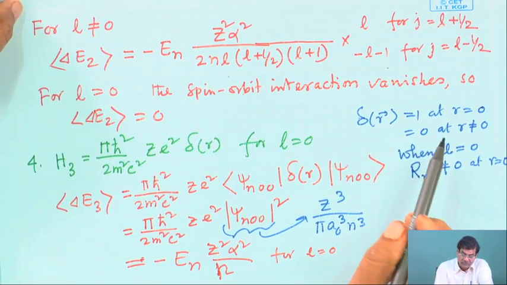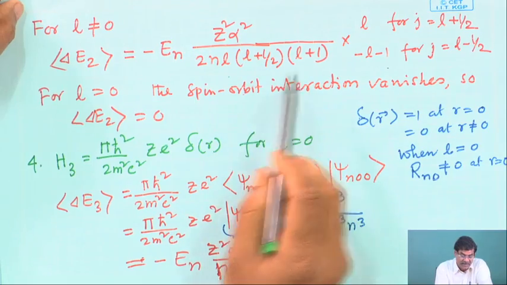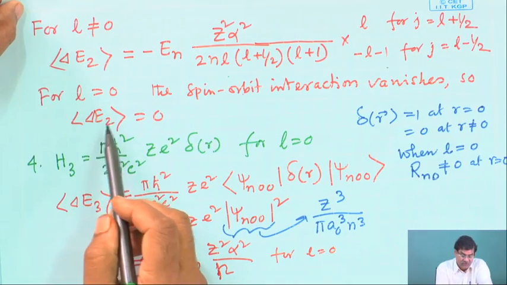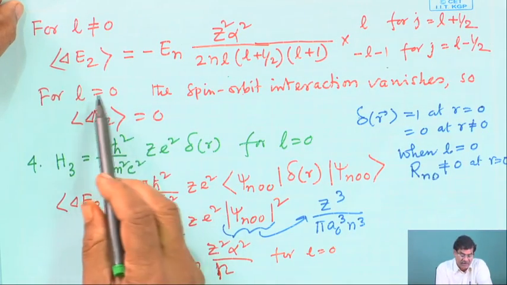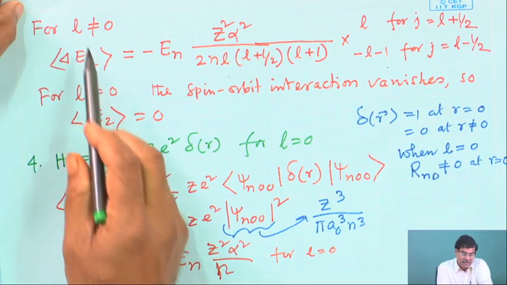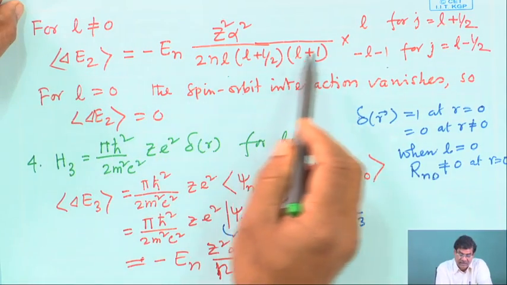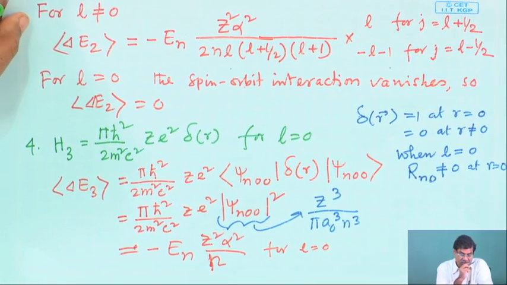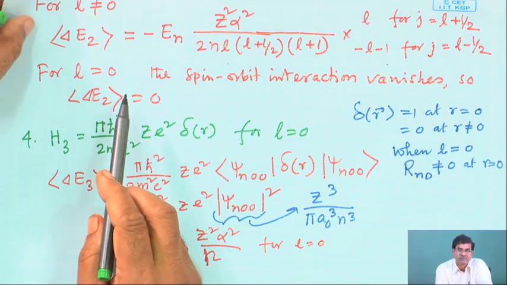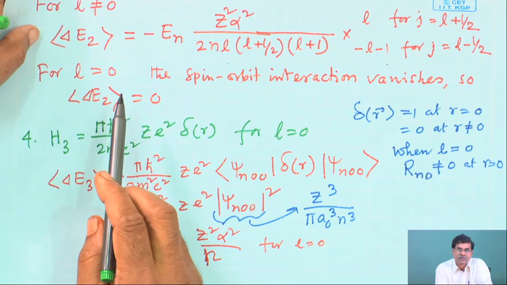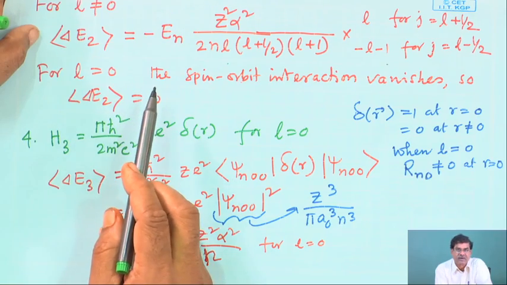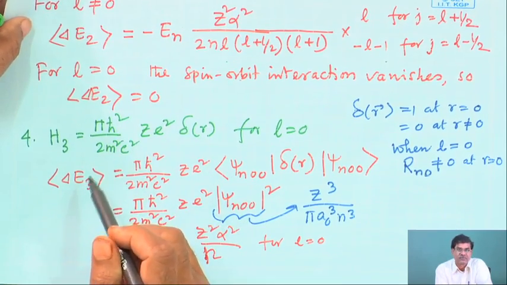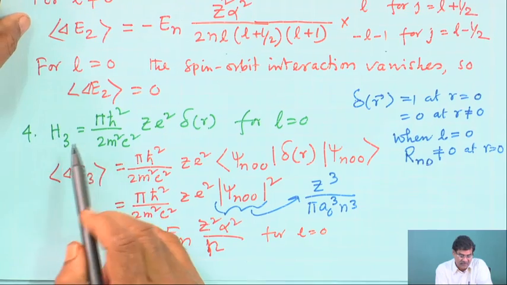Now this term vanishes when L equals 0. So ΔE2 equals 0 when L equals 0, and ΔE2 is equal to this when L is not equal to 0. So this is the second correction due to the spin orbit coupling, and then we come to the third correction.